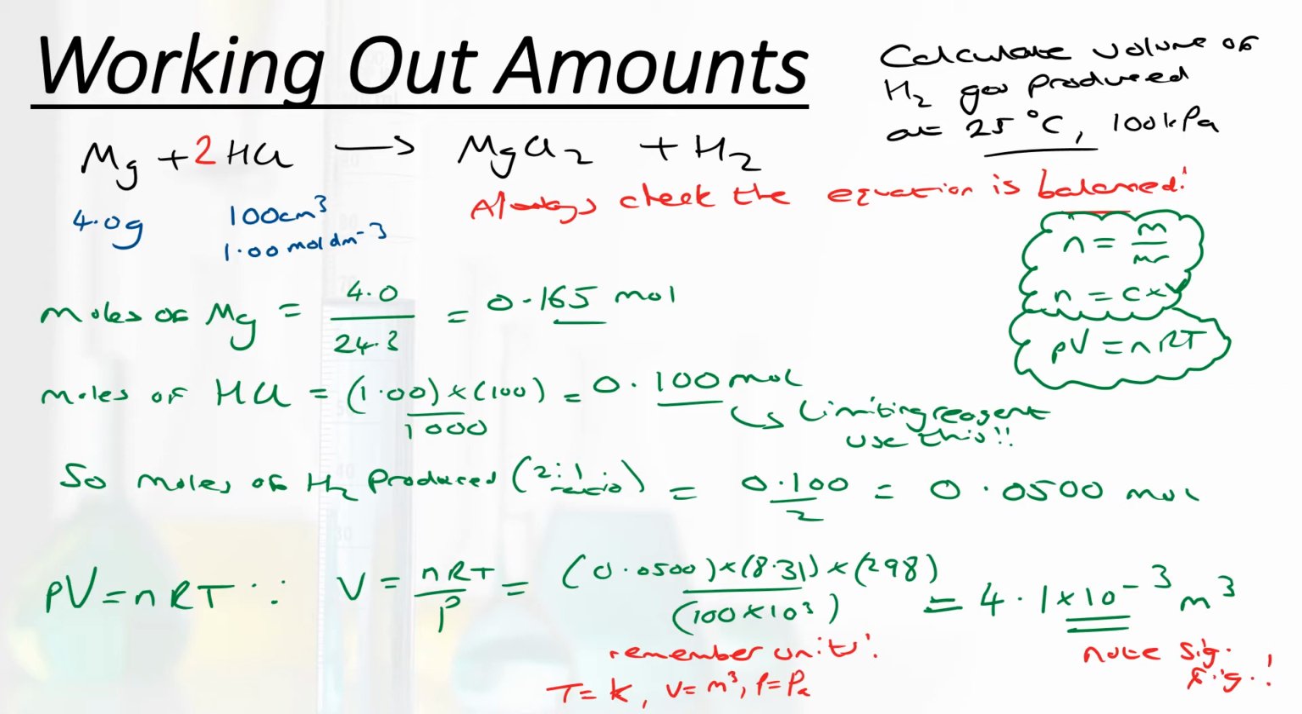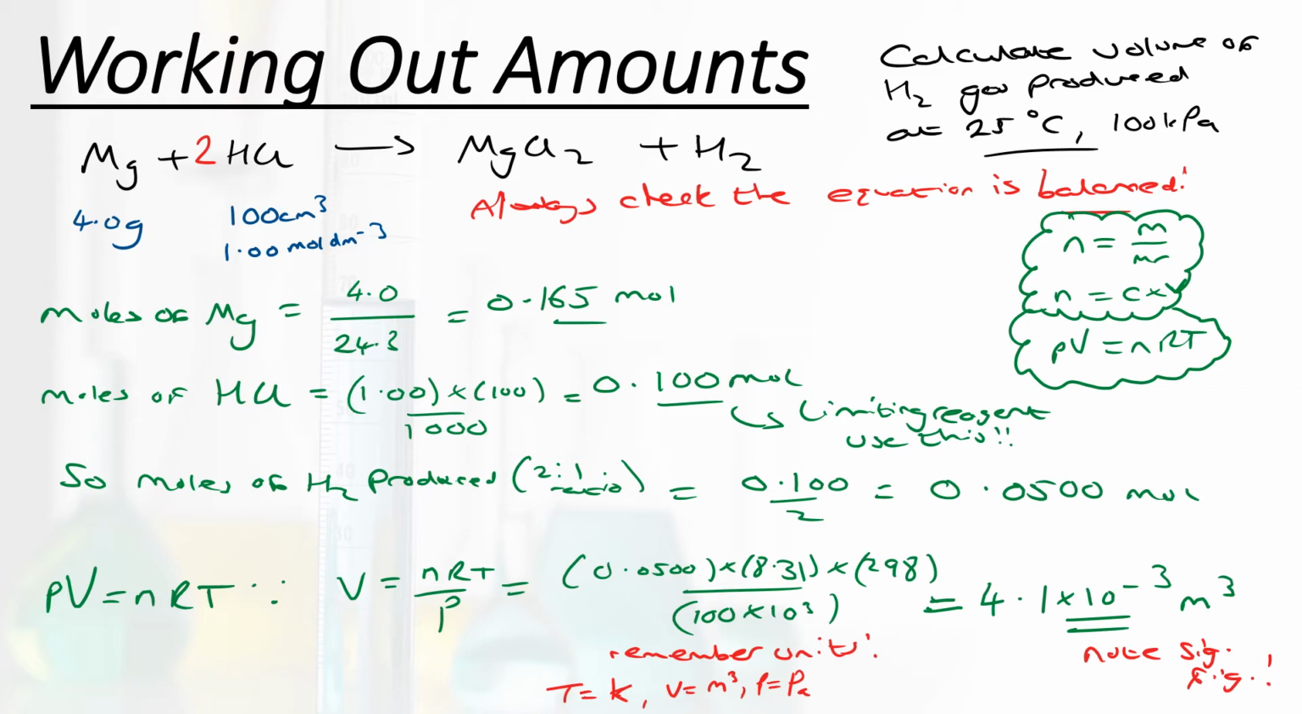Now we have the moles, we have the temperature, we have the pressure, so we can work out the volume through the ideal gas equation. So PV equals nRT. We want to work out the volume, so divide both sides by the pressure. Volume is nRT divided by P. And remember that our ideal gas has very specific units. If you're not happy with these units, go back to the ideal gas video and look again at the unit conversions. But our volume is always going to be in meters cubed, temperature in Kelvin, and pressure in pascals.